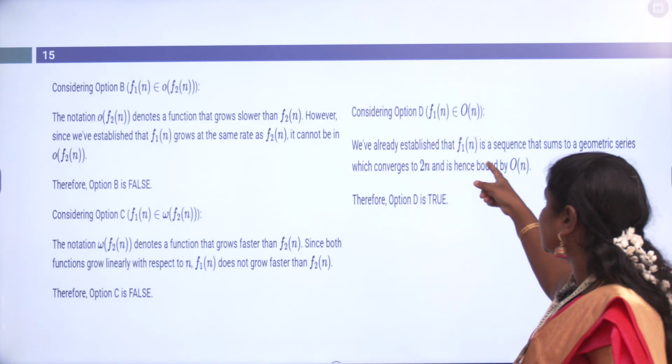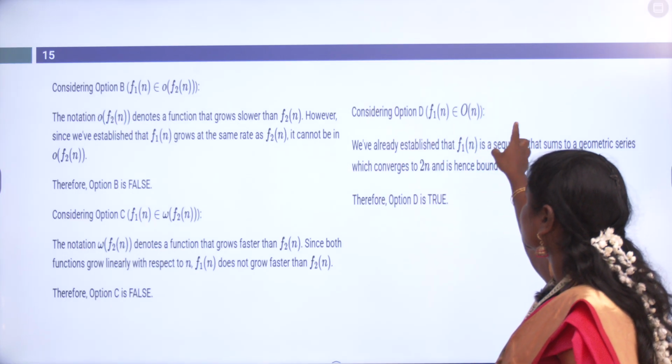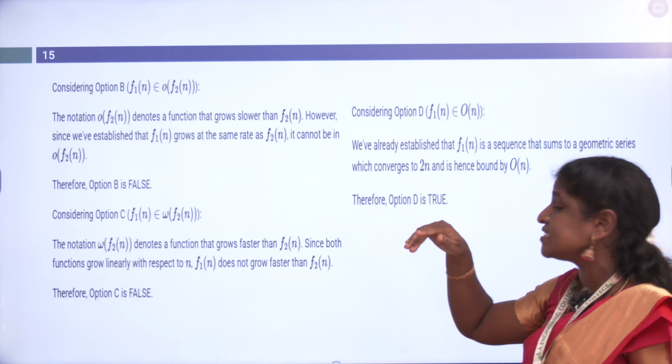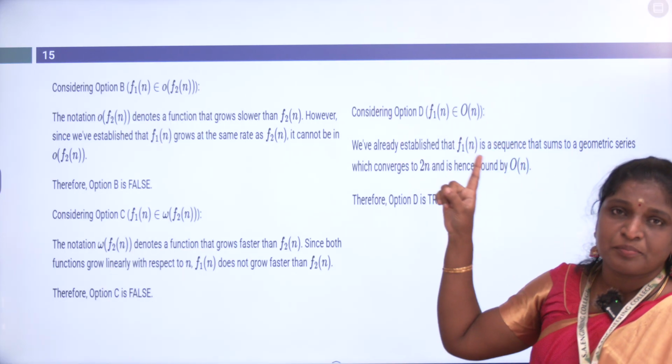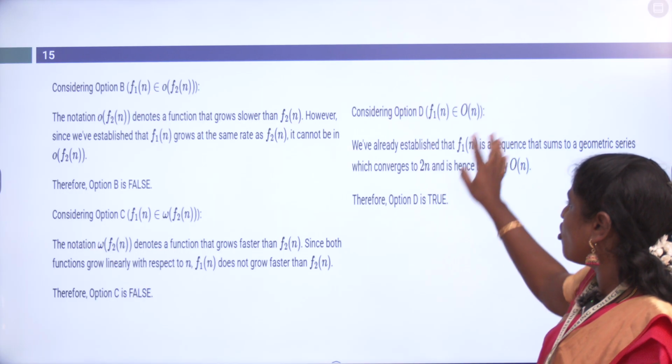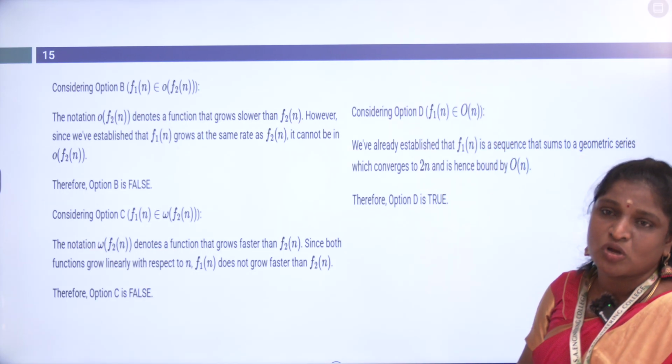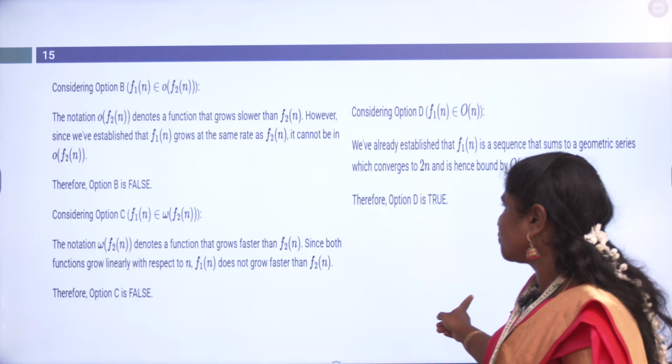And next is option D, f1 of n belongs to big O of n. We already discussed this in the first option itself. We assigned function 1 to big O of n. So option D is true. So options A and D are true.